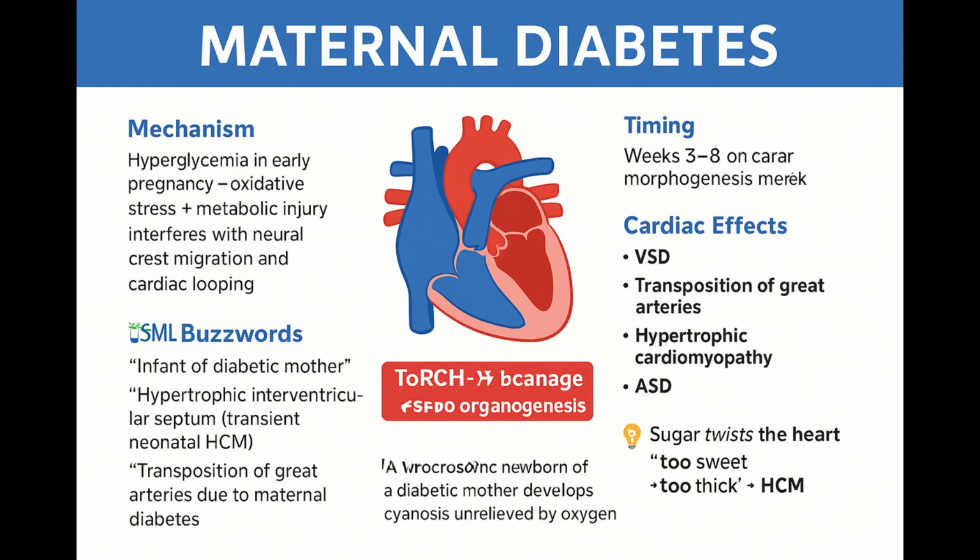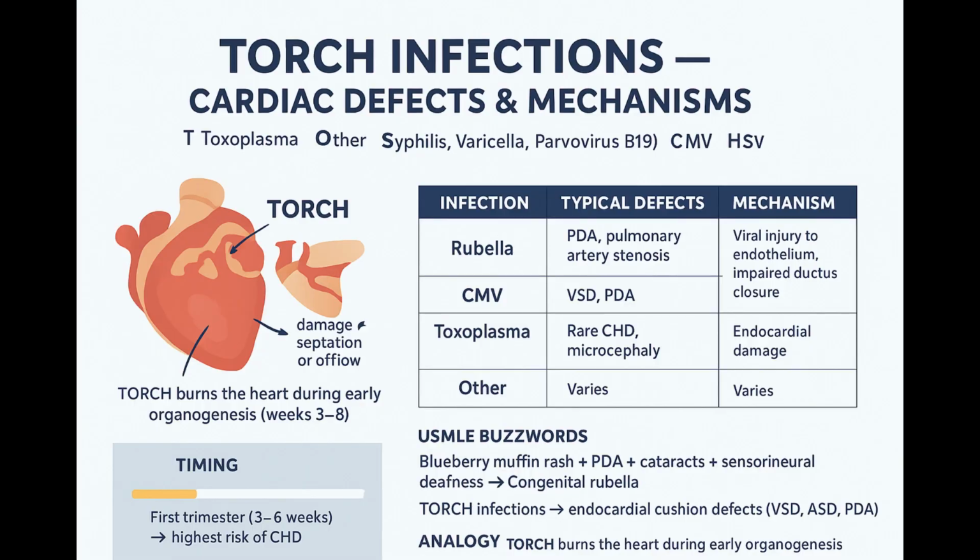And finally, an infectious cause we need to mention, TORCH infections. Rubella is the classic example here. German measles. Right. If mom gets rubella in the first trimester, especially weeks 3-8, it's extremely damaging. The virus seems to damage the endothelium, the lining of blood vessels, and also the endocardial cushions. And the classic defect associated with congenital rubella?